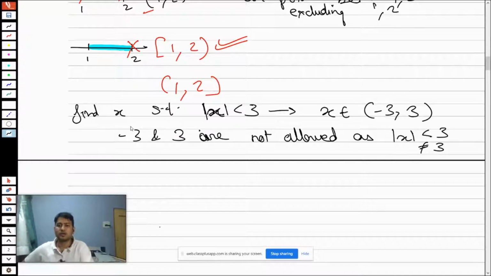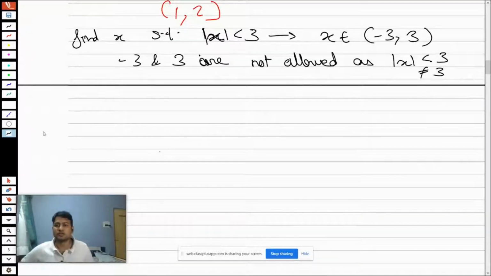Okay, all right. So now let's see another example. Let's say |x - 2| is less than 3.